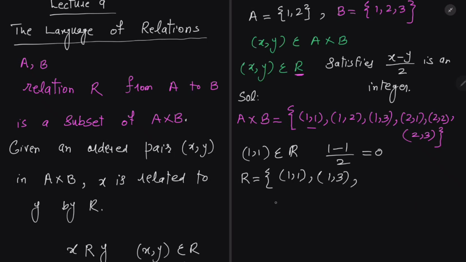Similarly, we can check 2 1. 2 minus 1 divided by 2 is 1 by 2, which is not an integer, so 2 1 does not belong to R. For 2 2, 2 minus 2 is 0, so 2 2 belongs to R. For 2 3, 2 minus 3 divided by 2 is minus 1 by 2, so it does not belong to R. You can see that A cross B is the bigger set and R is the smaller set. So R is the relation and A cross B is the Cartesian product.